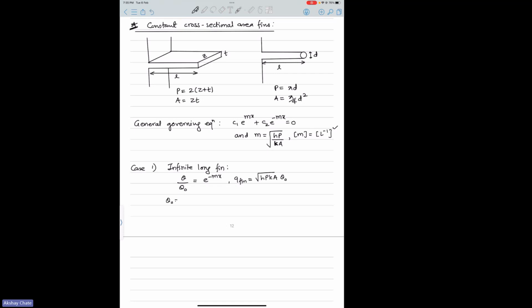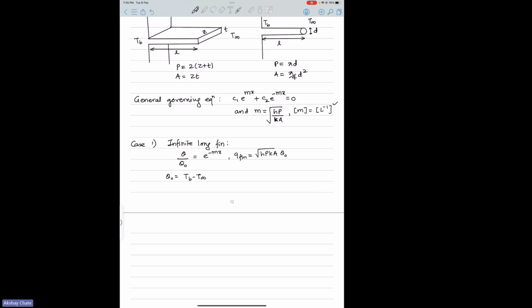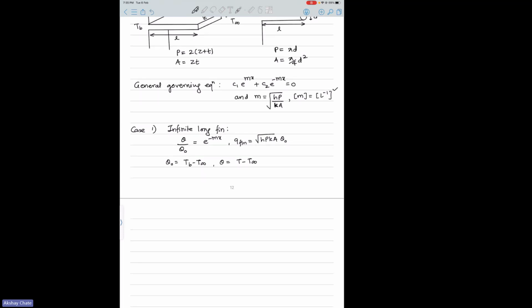What is theta 0? Theta 0 is base temperature minus infinity temperature. So your base will be at certain constant temperature and your ambient will be at certain temperature. Same for this case also. So this is constant. Theta 0 is constant. And what is theta? Theta is your temperature variation, which is T minus T infinity. Basically, they non-dimensionalize the temperature and they write it this way.